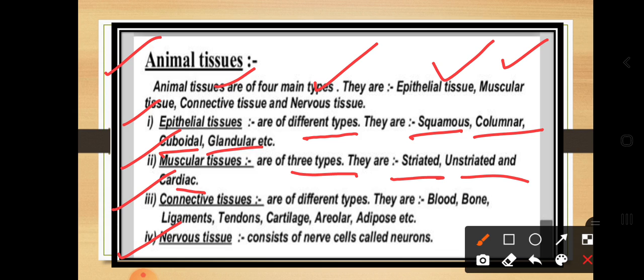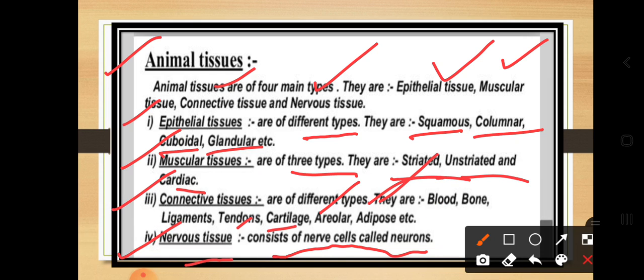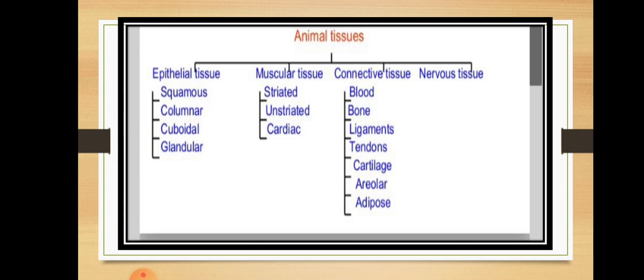Next are the connective tissues, which connect one region to another region, that is blood, bone, ligaments, tendons, cartilage, areolar and adipose. One by one we are going to discuss them here. Next are the nervous tissues, which consist of nerve cells called neurons. So this is the information on animal tissues.